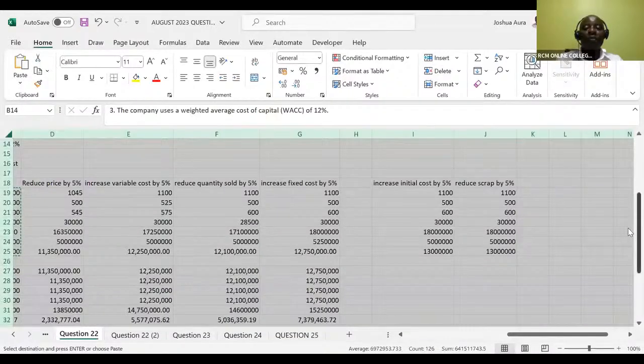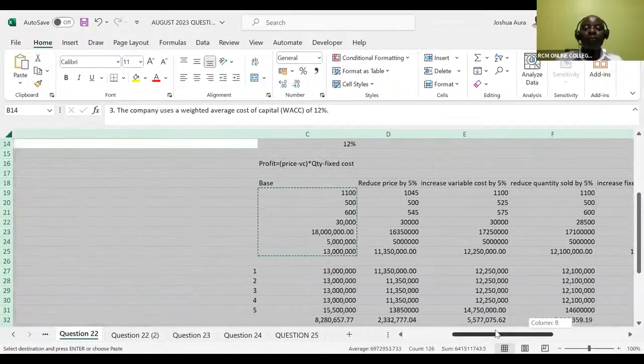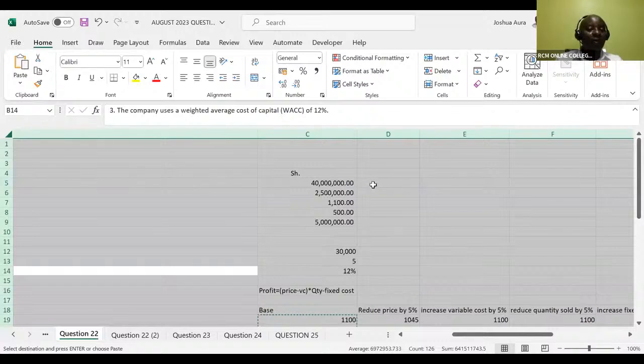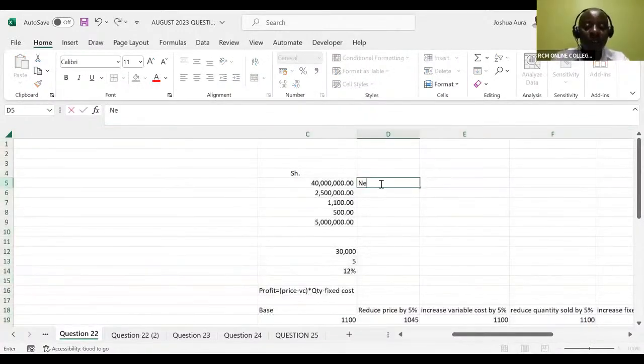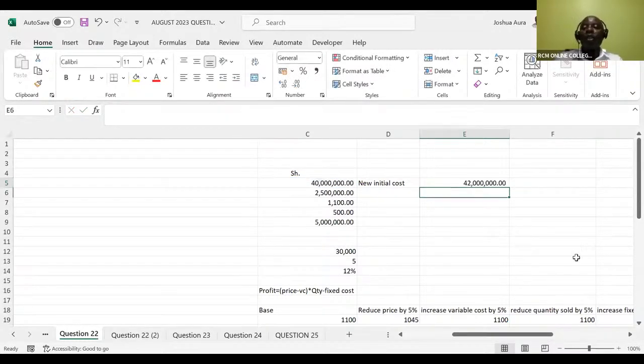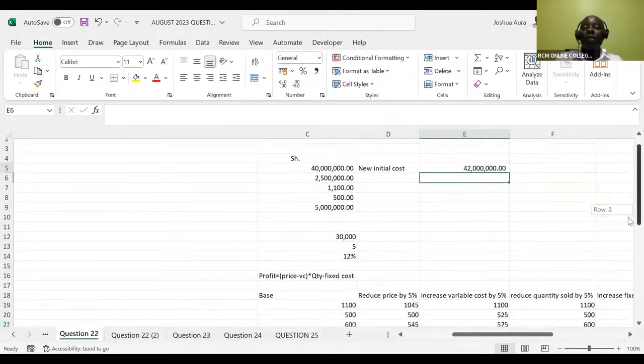What I'll do, I'll simply come here, ladies and gentlemen. I'll not affect this number. I'll simply come and say new initial cost. New initial cost, to avoid the issues because that number is linked up somewhere. So a new initial cost will be equal to the old cost times 1.05, like that, which is very good. So now after I get this figure, then I should be able to use it very well.